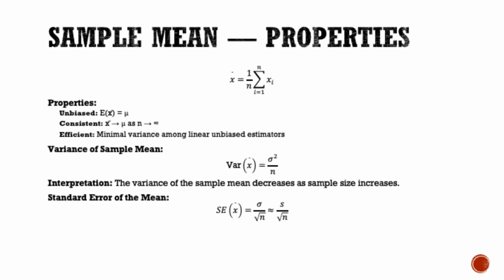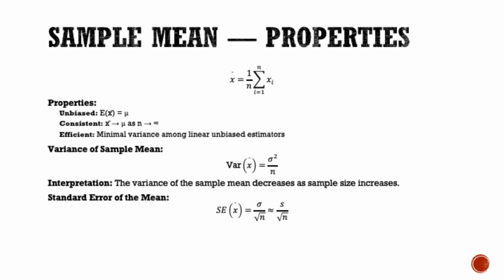Let's examine the properties of the sample mean in more detail. The sample mean is defined as the sum of all observations divided by n. It has several important properties. First, it's unbiased. The expected value of the sample mean equals the population mean. Second, it's consistent. By the law of large numbers, the sample mean converges to the population mean. Third, it's efficient. Among all linear unbiased estimators, the sample mean has the smallest variance.